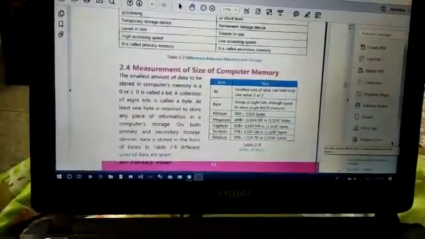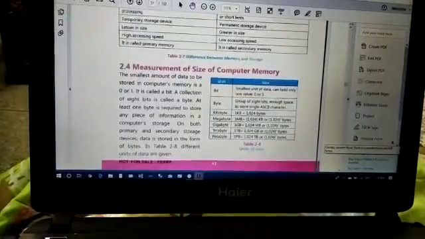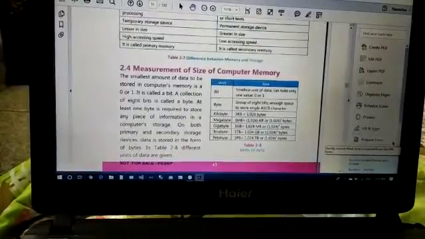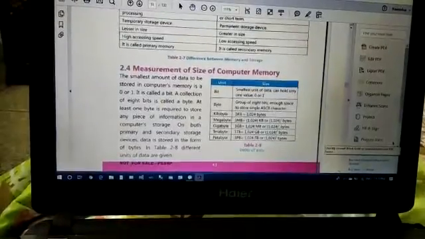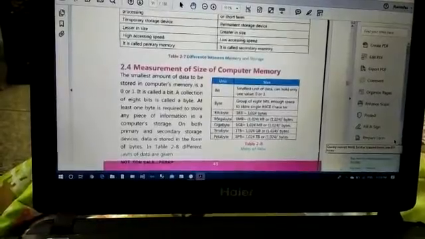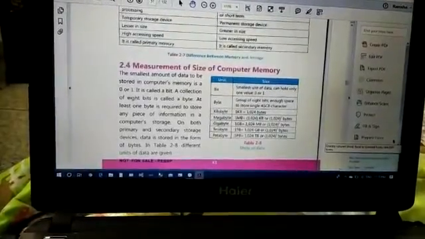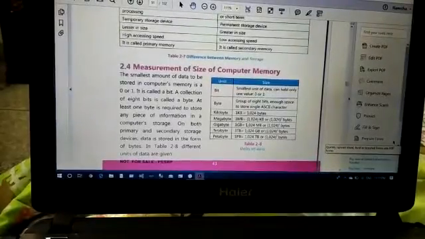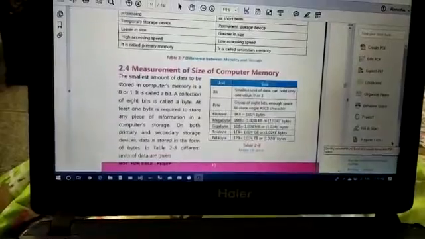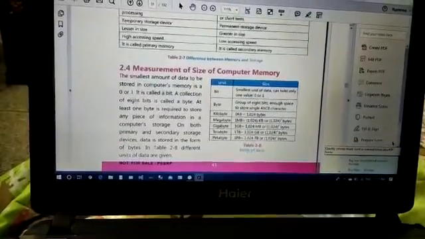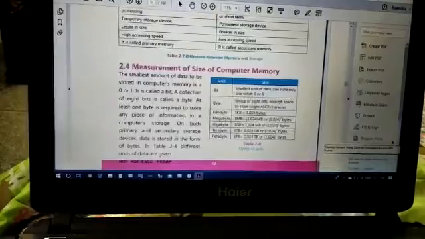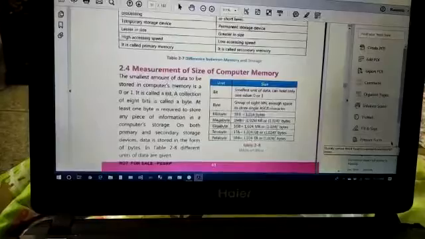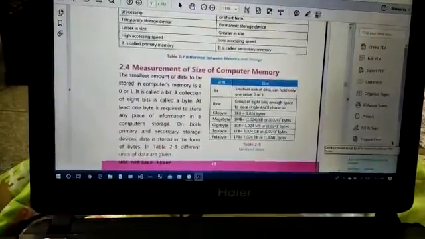Now you can see the table 2.8, that is representing the units of data. First unit is bit. As we have already learned over here, bit is the smallest unit of data and can hold only one value, that can be either 1 or 0. Next, byte, collection of 8 bits is called a byte. Next is kilobyte. 1 KB is equal to 1024 bytes. This is the size of computer memory, that how much quantity of data you can store in a computer memory. It all depends upon your RAM or your hard disk.